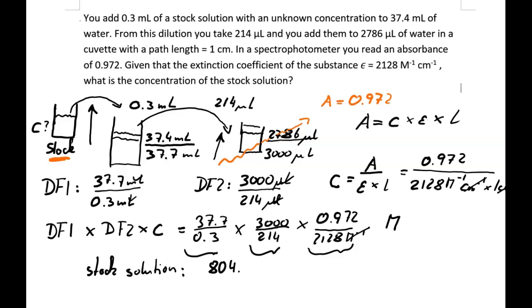804 point, and we need to be careful with the decimal points. We've got only one decimal point here and here, so we should really give our result to only one decimal point. 804.8 times 10 to the minus 3 molar, which is the same as 804.8 millimolar. And that is the concentration of our unknown stock solution.